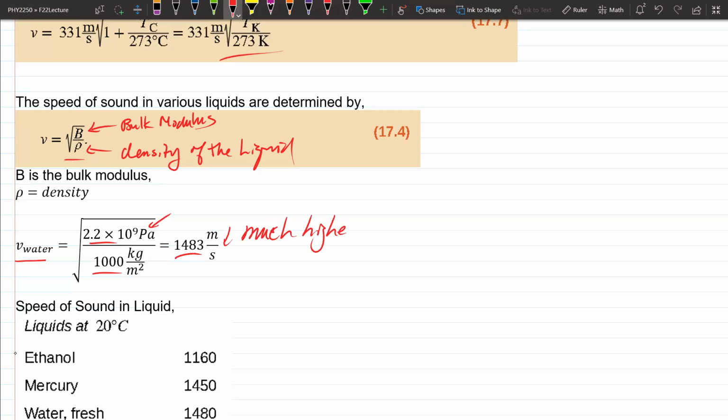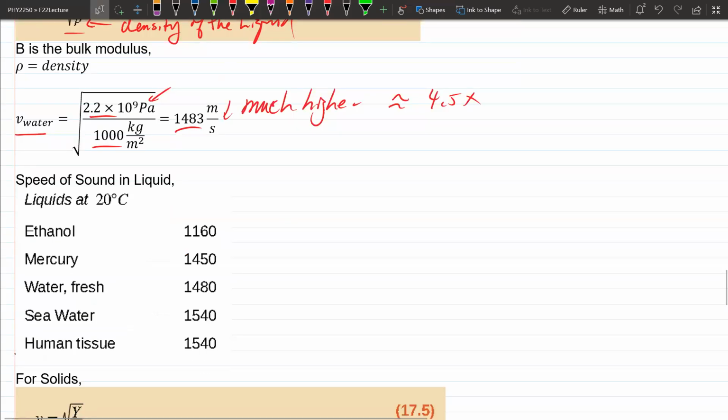In fact, it's about 4.5 times higher than the speed of sound in air. So let's say you're two people on a ship and you want to talk to each other, it's probably faster for you to just dunk yourself in water and talk to each other through water, if you're able to do that. So dolphins can actually communicate with each other faster than we can. Different types of liquids will have different bulk modulus and density, and these are just listed here. Humans are mostly made of water, so the speed of sound in humans is approximately the same as in water.